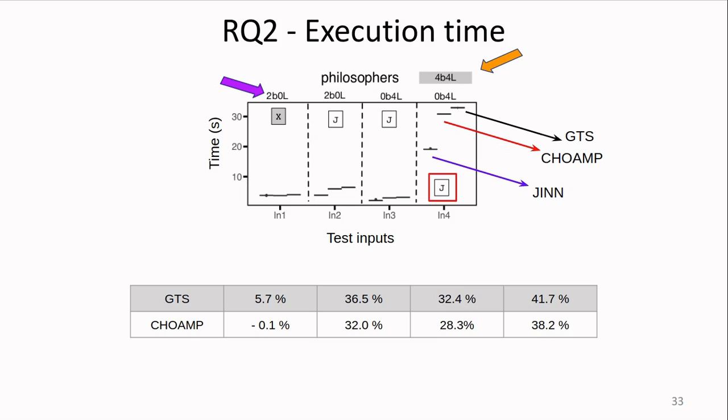For example, on this last input in particular, it was generating code that was at least 38% faster than the one that was generated by Chomp or the one executed by GTS. And what you can also see here is that the configuration chosen by the GCC compiler changed according to the input that we provided to that application.